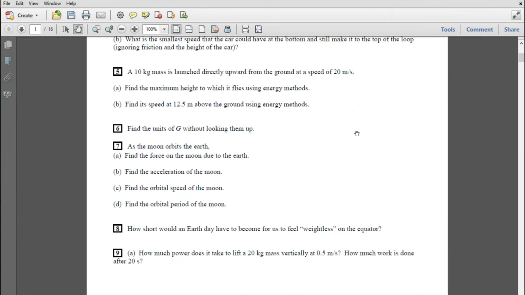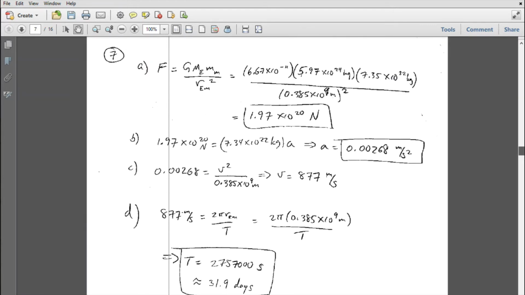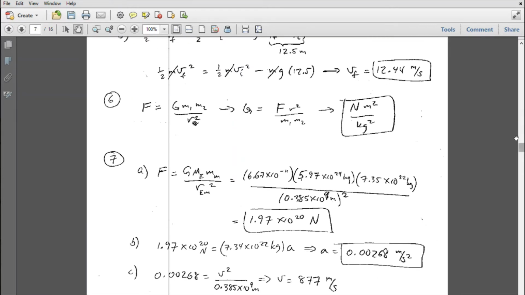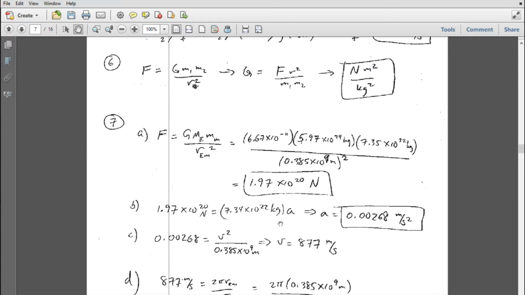Problem 7. As the moon orbits Earth, find the force on the moon due to the Earth, acceleration, orbital speed, and orbital period of the moon. So let's just do all of those at once. Force, acceleration, orbital speed, and orbital period. To find the force, we just use Newton's universal law of gravitation, look up the constants that you need on the web or in the back of your book.